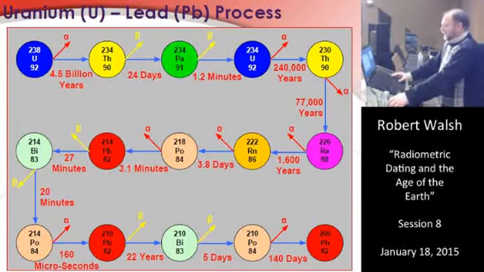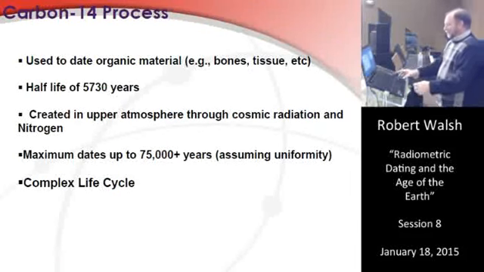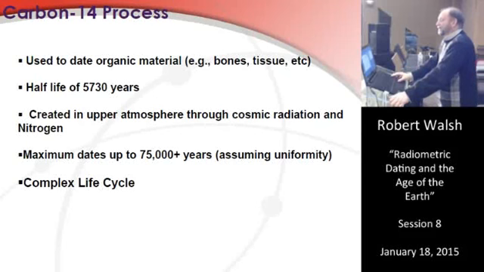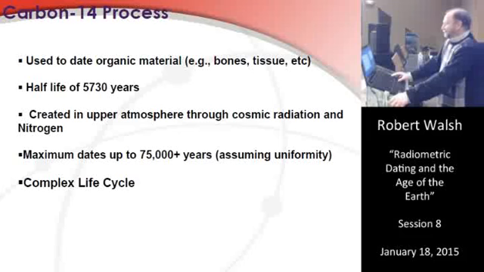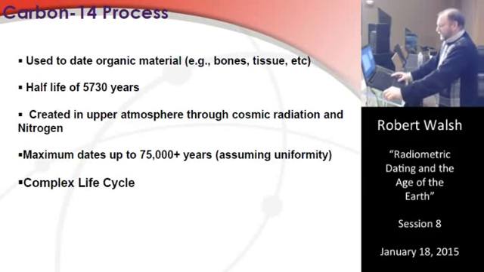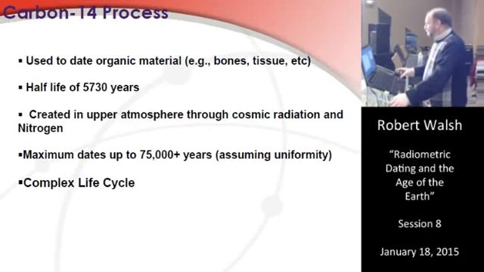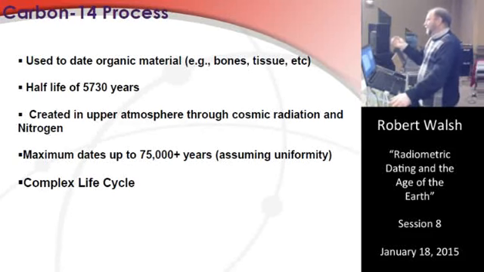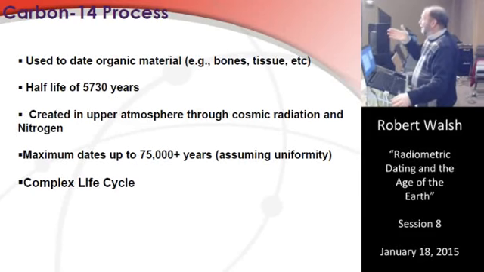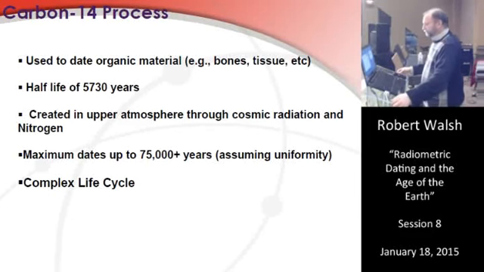Let's take a look at carbon-14. Now, carbon-14 is used to date organic material, bone, tissue, and so on. And the reason for this is because the half-life of carbon-14 is only 5,730 years. So what that means is that if you have a gram of carbon-14, 5,730 years later, you'll only have half of that amount left as carbon-14. So theoretically, you'll have half carbon-14 and half carbon-12. Okay?